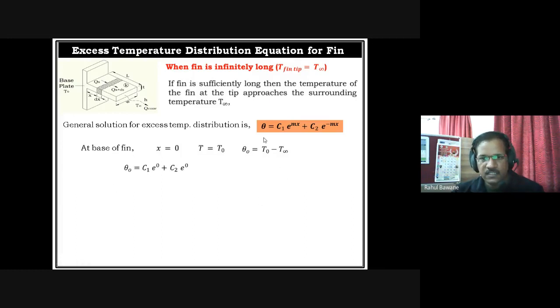Now put this condition into our equation. So theta 0 will be C1 e raised to the power 0. In e raised to the power mx, x is 0, so it becomes e raised to the power 0, plus C2 e raised to the power, again, 0.